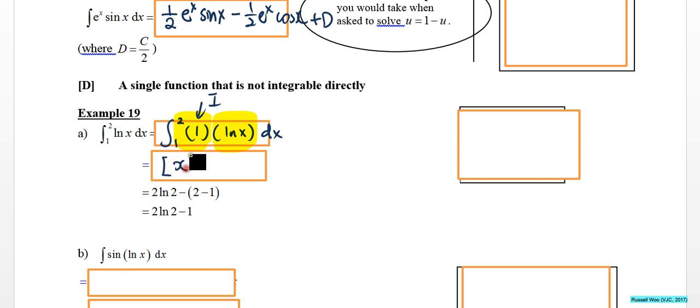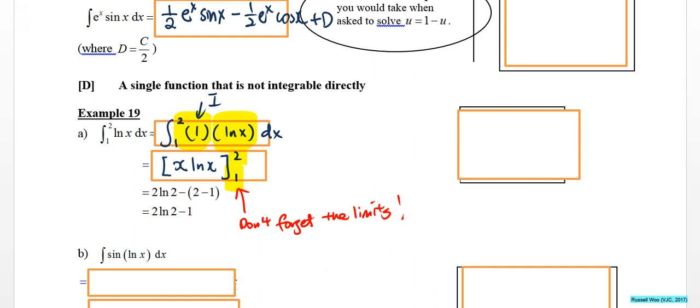Integrate x, integrate 1, I get x, ln x. Can I say something? Some of us, when we do by parts, forget about the limits. This is a definite integral, it has limits. So you have to insert the limits here. Don't forget the limits, all right?